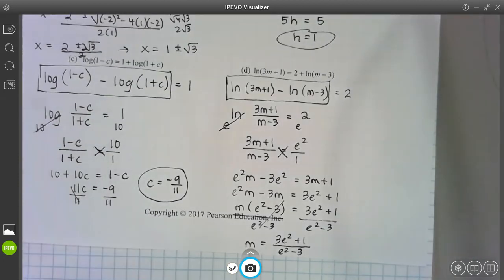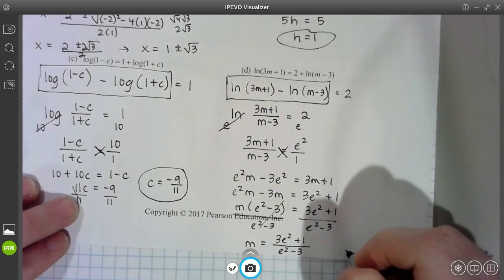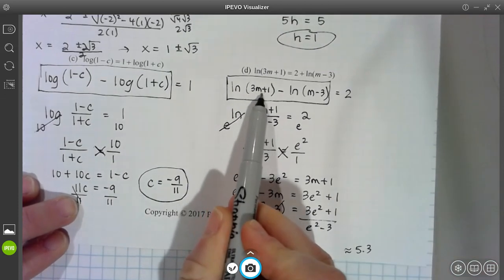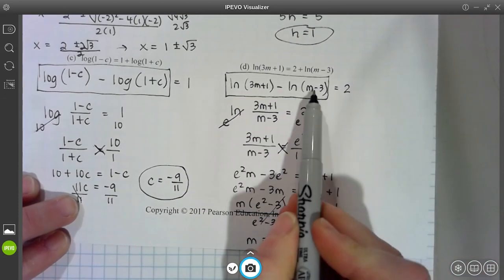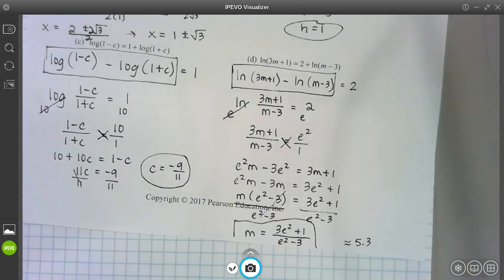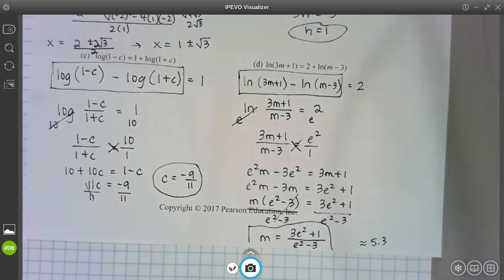So as long as that's not going to cause an extraneous solution, we're going to keep that. 3 times 5.3 plus 1 is not negative, and it's not 0. 5.3 minus 3 is not negative, and it's not 0. So it's a perfectly acceptable answer. And there you have it. So if it's a natural log, it's going to take e as part of your answer. So your answers are probably going to look funny when you're solving a natural log because you're going to have e as part of that answer.